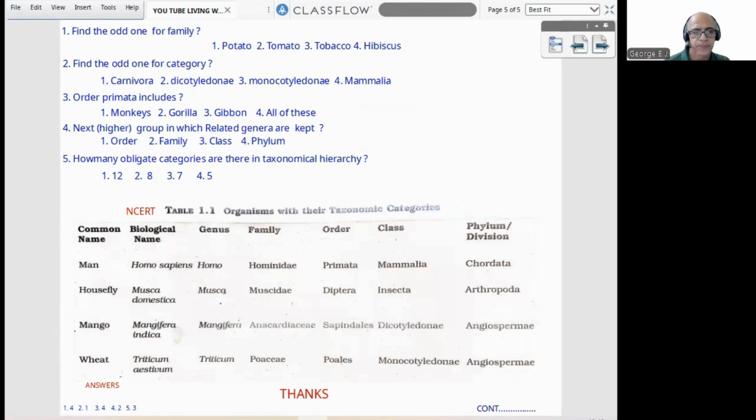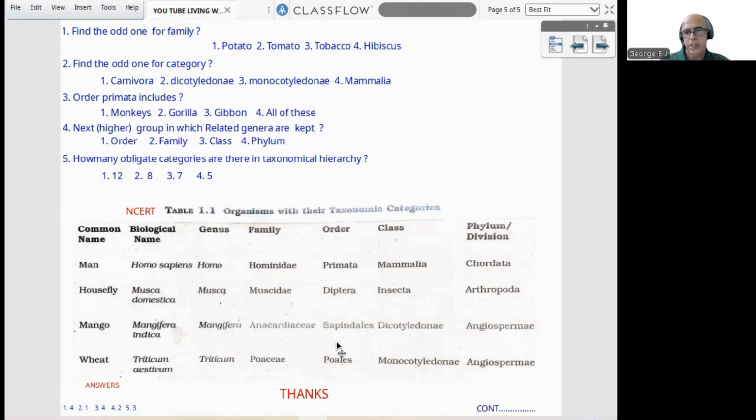Very important. Here we can find four items given: man, housefly, under the animal kingdom; mango, wheat, under the plant kingdom. You can find the biological name, genus, family, order, class, phylum or division. In between, one or two gaps they will provide, and options will be given, or a fill-in-the-blank type theory question can be asked. So familiarize yourself with it. Initially, when you see it, a slight difficulty will be there, but gradually you can easily follow it. And after that, keys will be given here.